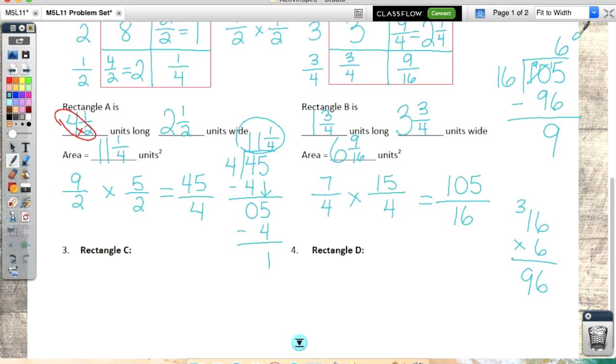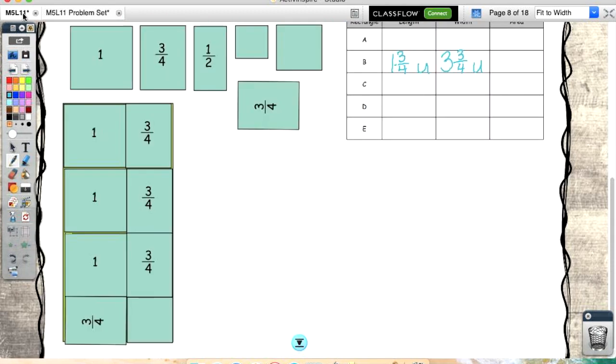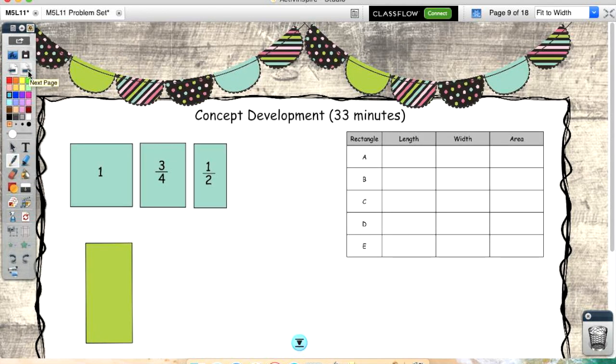So I can take my remainder, put it on top of my divisor, and it can become a mixed number. Did I get the same answer twice? Yes. I love it. Okay, so let's go back to the lesson. What was our answer? 6 and 9/16.